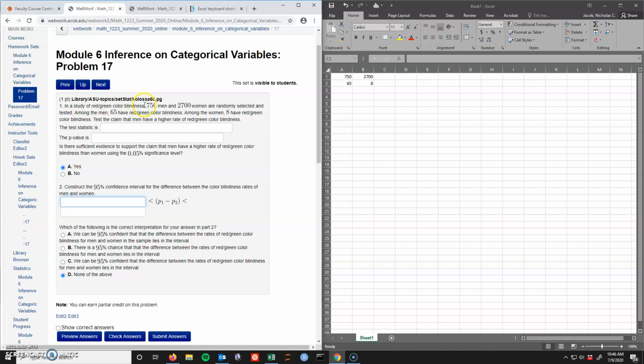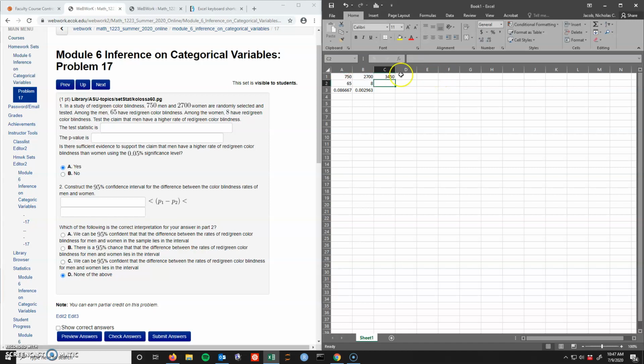So, study of red-green color blindness, 750 men and 2,700 women are randomly selected and tested. Among the men, 65 had red-green color blindness, and among the women, 8 have red-green color blindness. So you guys should all be jumping up and down and going, there's a difference! Let's go ahead and see what those proportions are. Remember, proportions are just the division here, normally expressed as a percentage. So about 8% of the men, well, let's do this the easy way. Let's drag it across. And about 0.2% of the women.